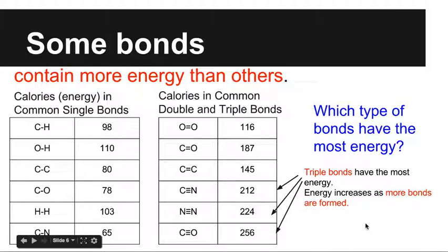That's the end of our presentation on how much energy is in the different types of bonds. Remember, chemical bonds store energy. It takes energy to create a bond, and it releases energy when you break a bond. That's about it. Thank you.